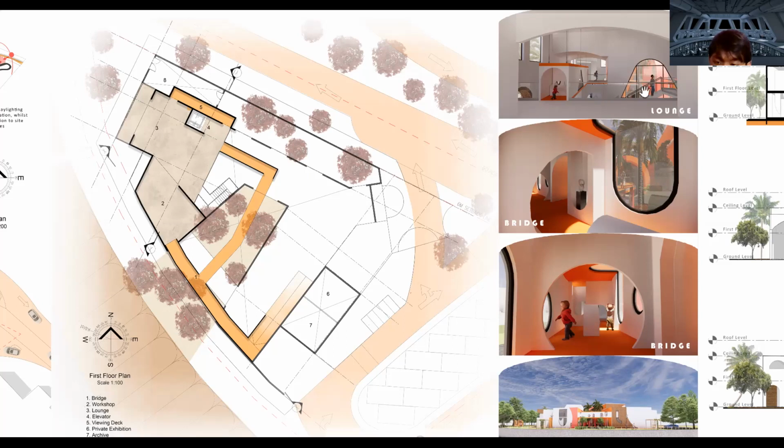So for the first rendering, we can see the perspective from the lounge, where the entire gallery has various types of arches in different sizes and shapes. Then the below two renderings are the bridge interiors, and it has different types of arches for children to interact with. And lastly, the exterior rendering where we can see the colors bursting from the central courtyard, which can inspire children.